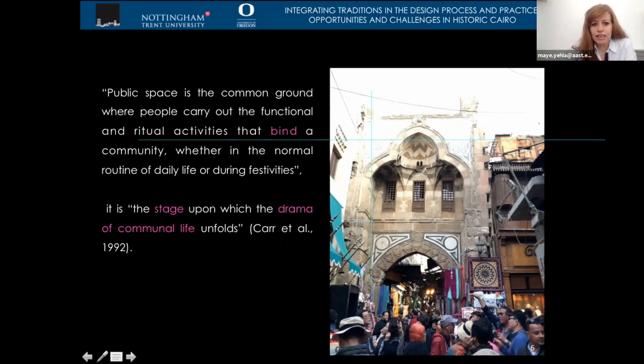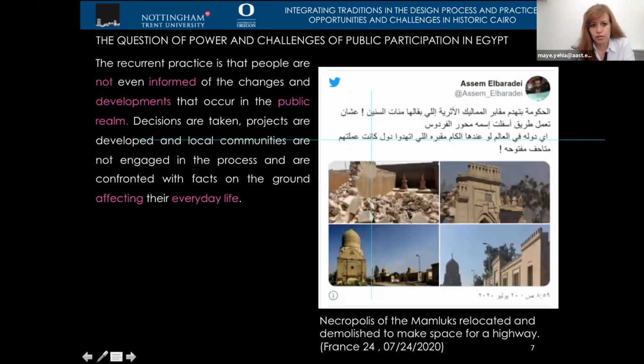So here's the definition of public space according to Carr and others. Public space is the common ground where people carry out the functional and ritual activities that bind a community, whether in the normal routine of daily life or during festivities. It's the stage upon which the drama of communal life unfolds.